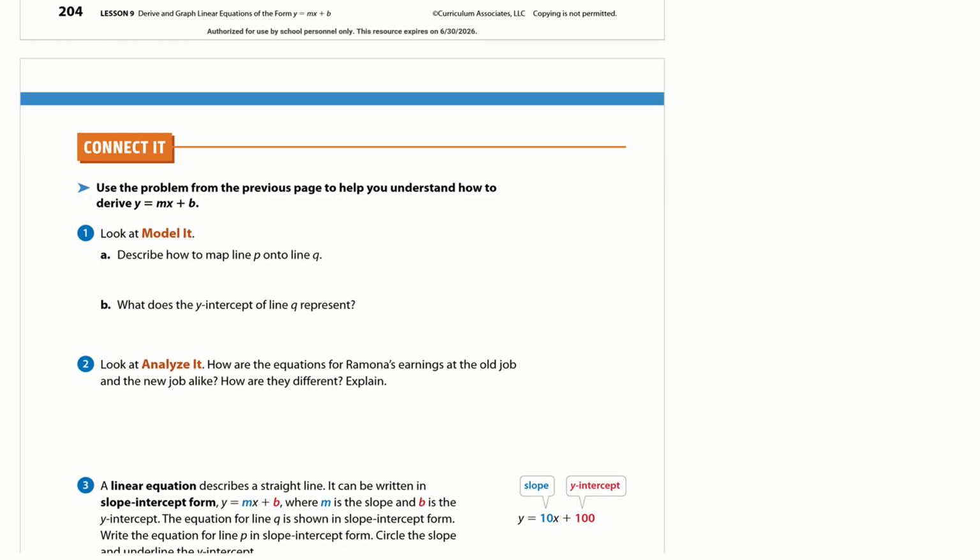All right, so 1A, describe how to map line P onto line Q. This might have been tricky wording. It's something we haven't really talked about. But when we say map it, we're talking about how do we get it in the same spot. So really what we're doing there is we're taking line P and we're going to move every point of line P up by 100. That would do what you're looking for here.